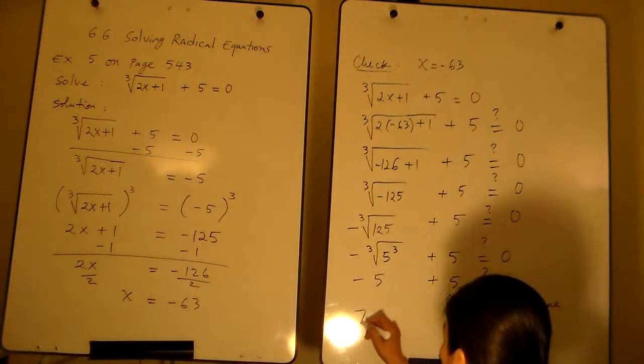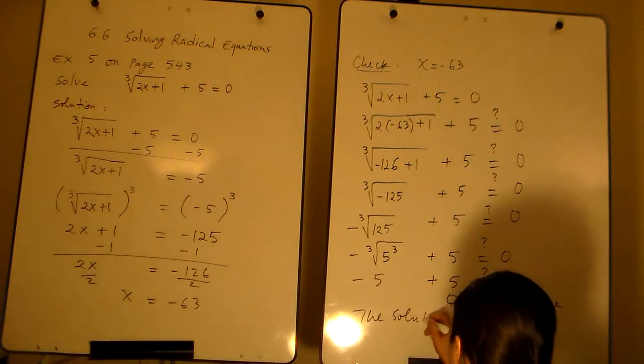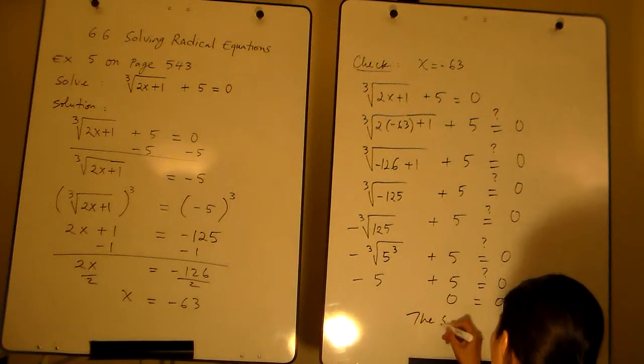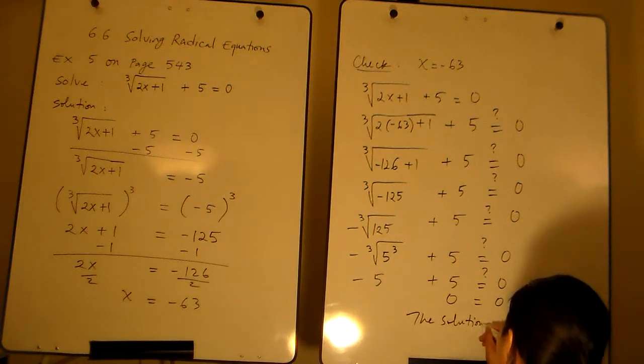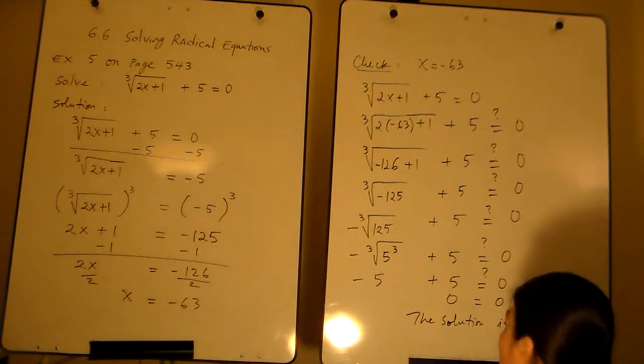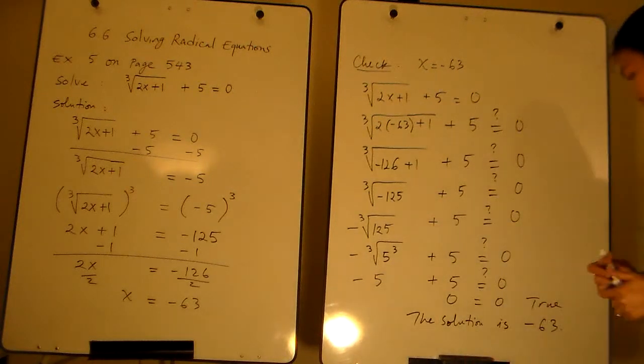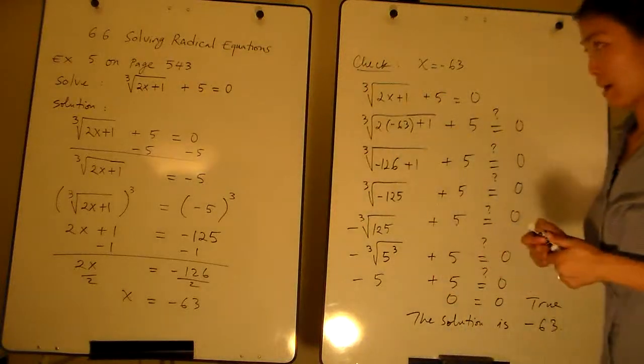So the solution is negative 63. Okay? So negative 63 is the answer to this radical equation.